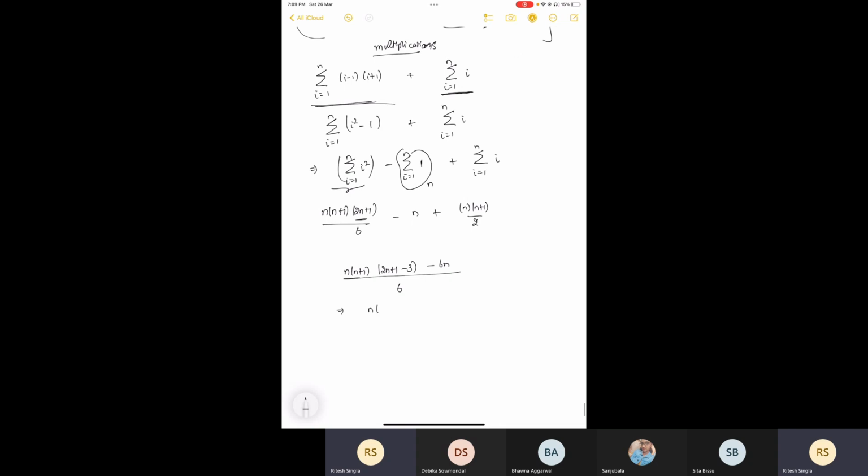If you solve this, you will get n into n plus 1 into n minus 1 into 2, minus 6n upon 6. On solving, n into n square minus 1 upon 3 minus n, which is nothing but n cube upon 3 minus n, minus n square upon 3. Okay, I think I have done.